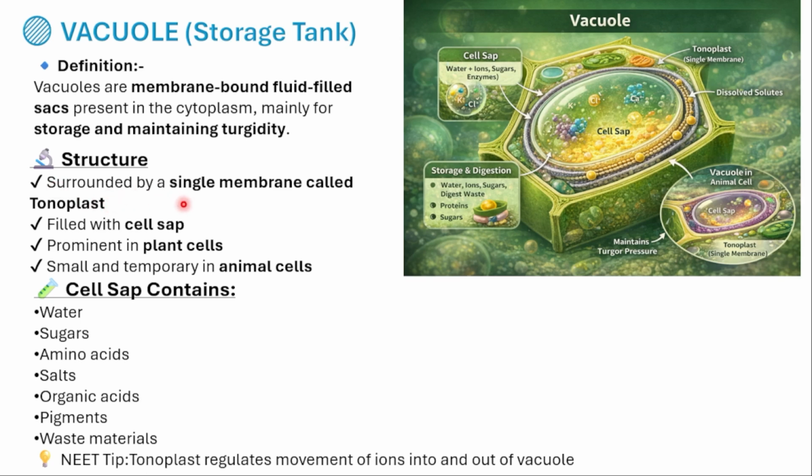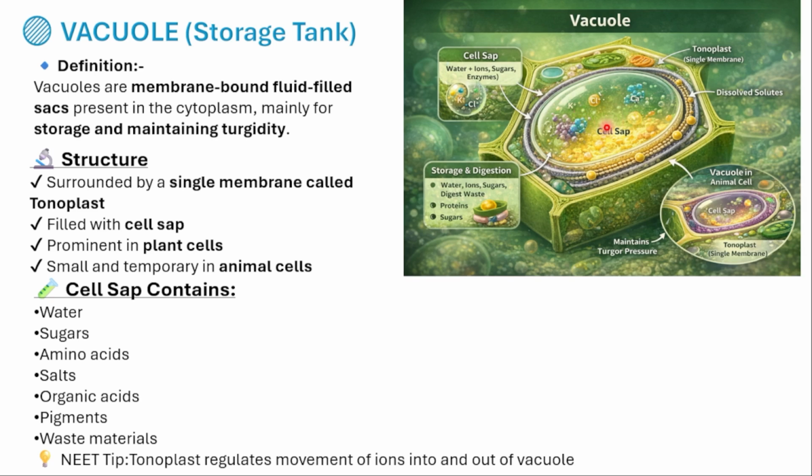Structure surrounded by a single membrane called the tonoplast. Very important. This is the vacuole. The vacuole's membrane is said to be what? Tonoplast, filled with sap, which is said to be the cell sap. This is not a cell.